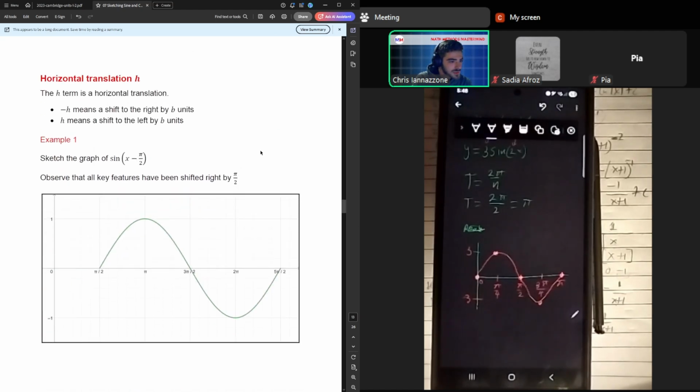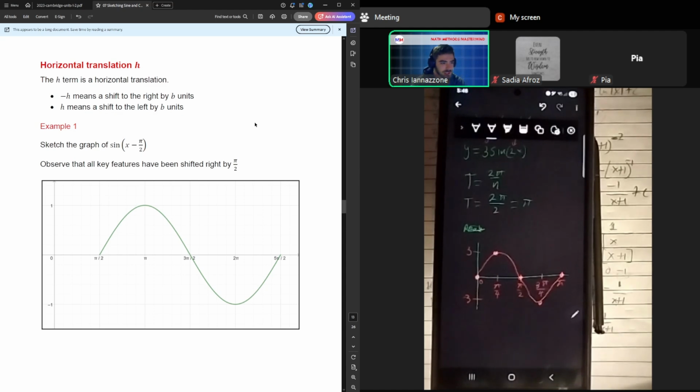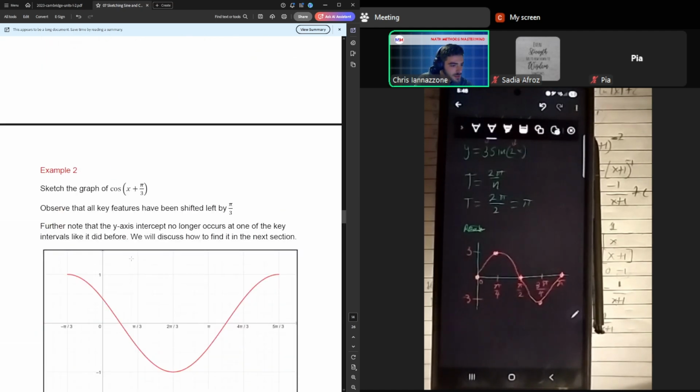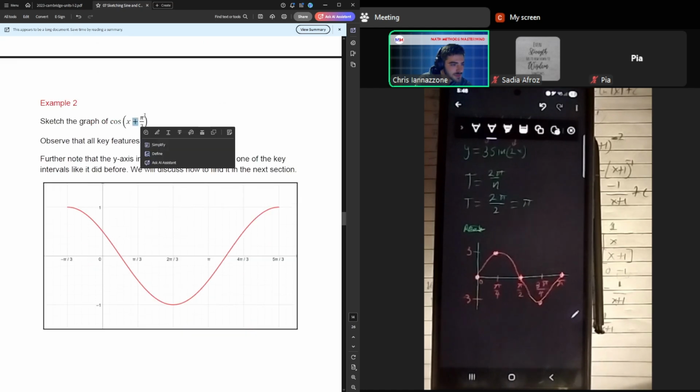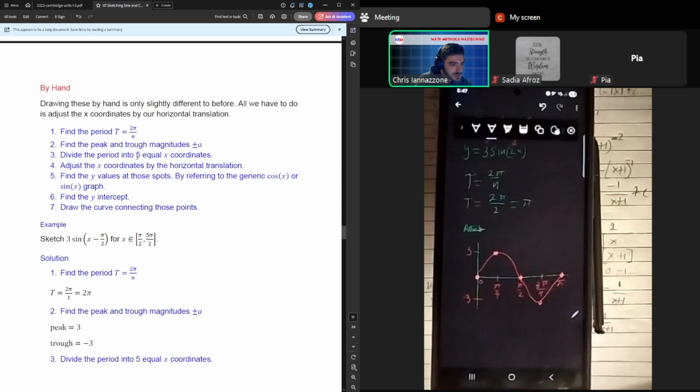And then horizontal translations. Horizontal translations work again, as they always have. Minus a value means a shift right by that thing. In this case, pi over 2 to the right. And in this case, pi over 3 to the left because of the plus there. All that really does is change up the section when you're doing the scaling. Instead of just scaling it directly by going from period divided by 4, you now have to adjust those x coordinates by whatever that horizontal translation is.